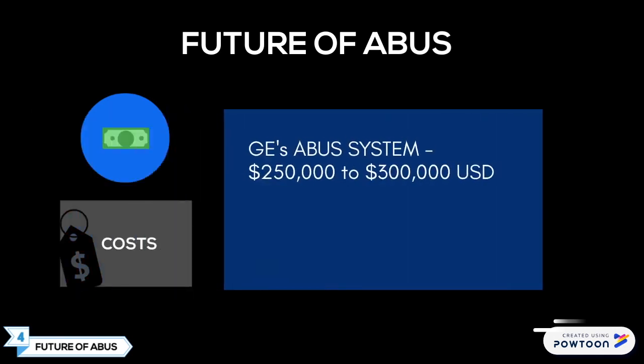The cost of an ABUS system is approximately $250,000 to $300,000, whereas 3D mammography systems cost in the range of around $400,000. ABUS is more of a supplement to mammography rather than a replacement, so the cost of the ABUS system is still a significant hindrance to its implementation.